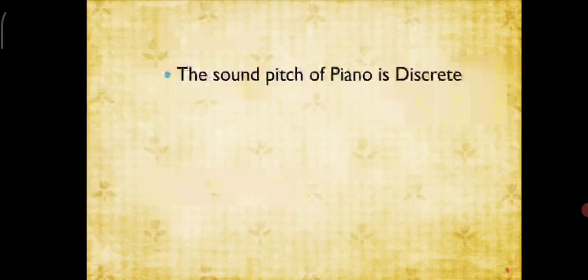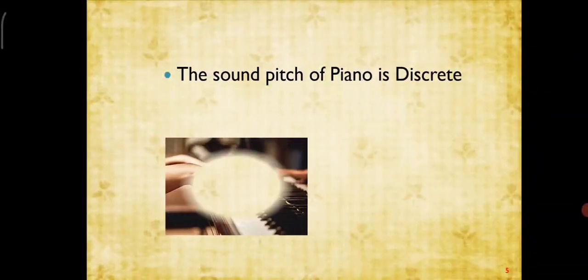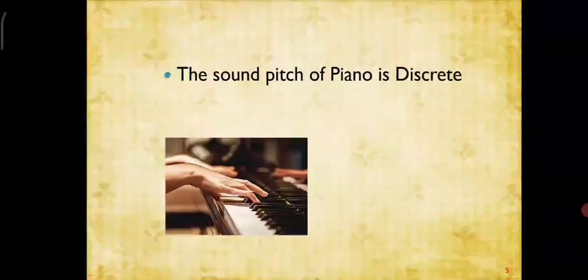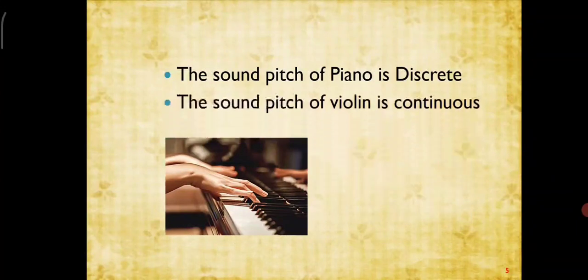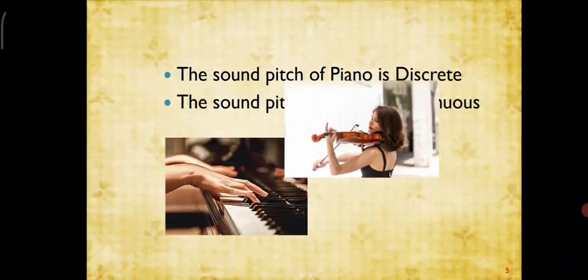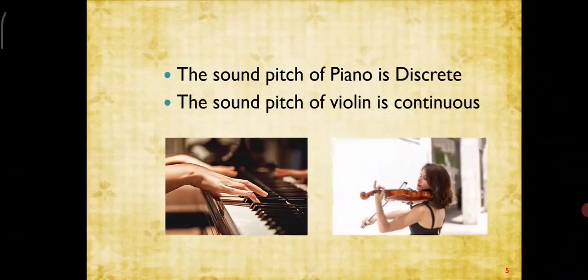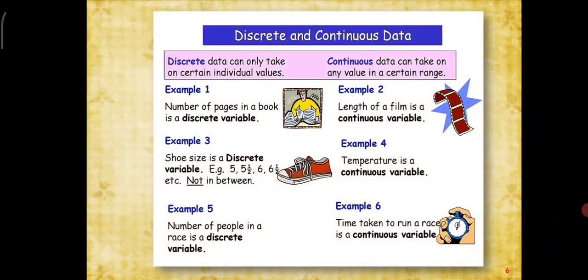Sound pitch of a piano. Yes, piano. The sound we get, we call it discrete. The sound pitch of a violin, if you see that, is continuous. So we'll see some more examples to differentiate what is discrete and continuous.